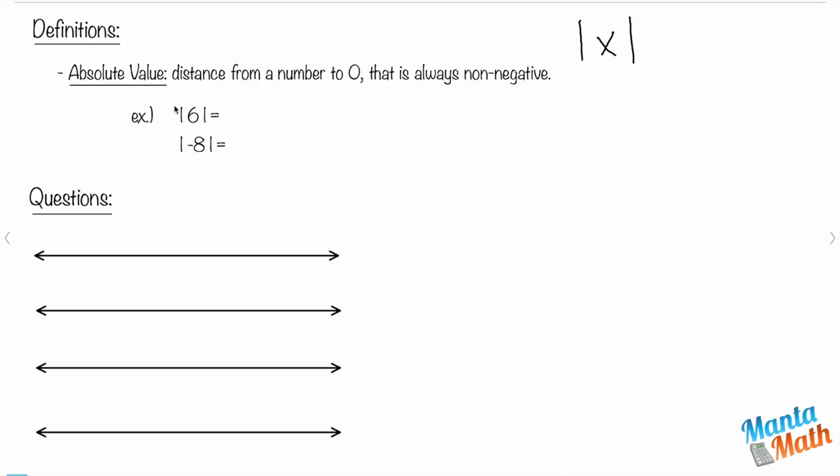Okay, so for example, if we have the absolute value of 6, how many units is 6 away from 0? And that is 6. Okay, if we have the absolute value of -8, that is how many units away from 0? 8 units, and it says it's always non-negative, so you can pretty much just change whatever you have inside the absolute value signs to positive, and there is your answer.